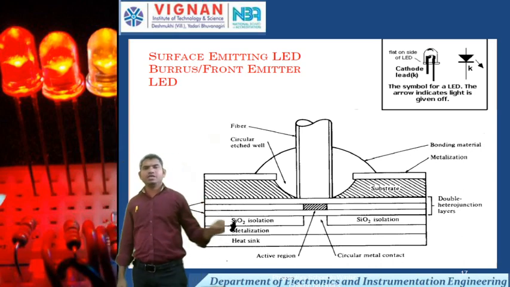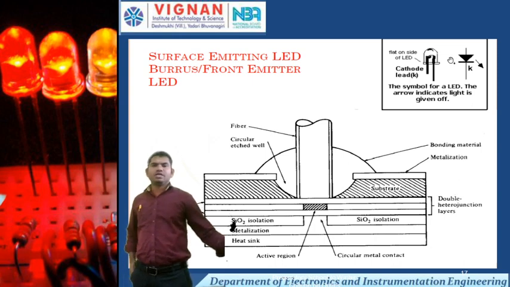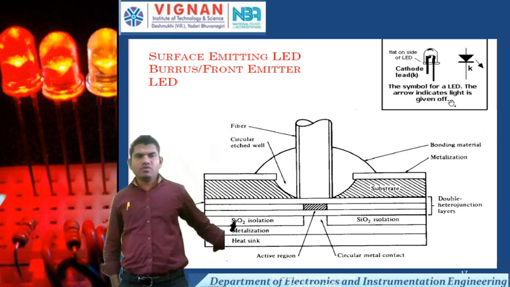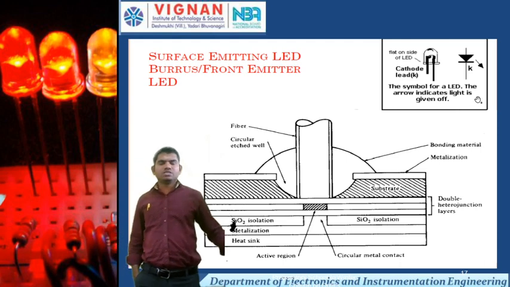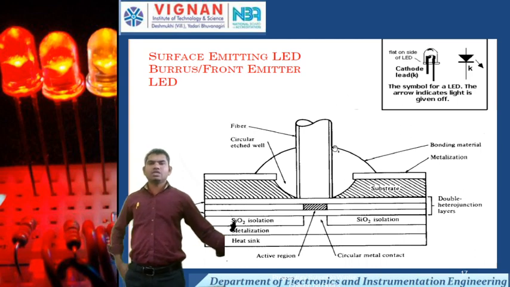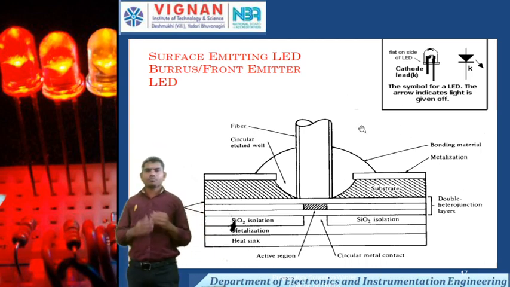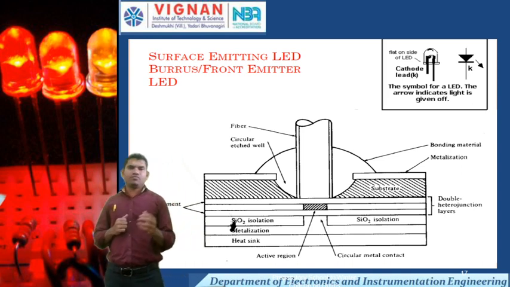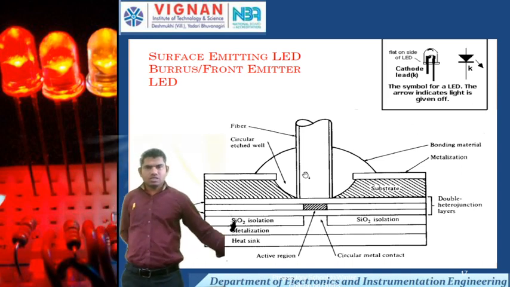Here is the surface emitting LED. This is the symbol of the surface emitting LED. In the symbol for the LED, the arrow indicates that light is given off. In the surface emitting LED, which is also called the front emitter LED.